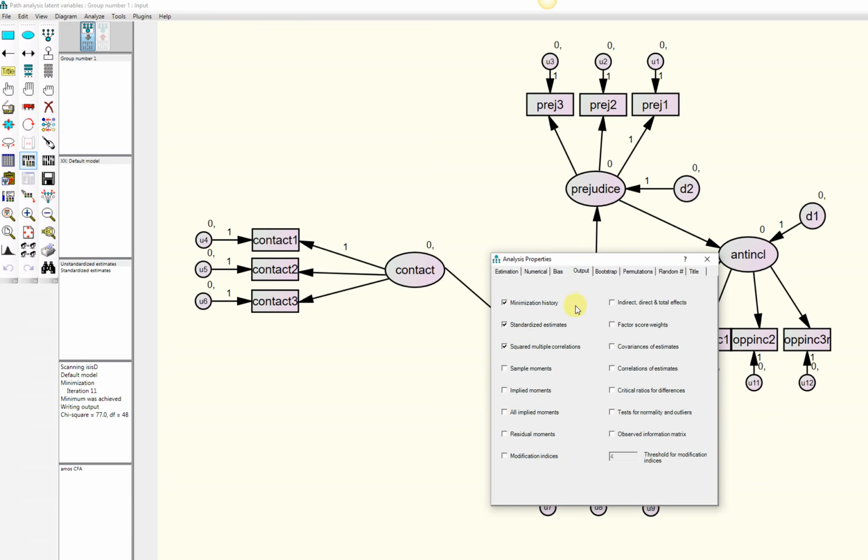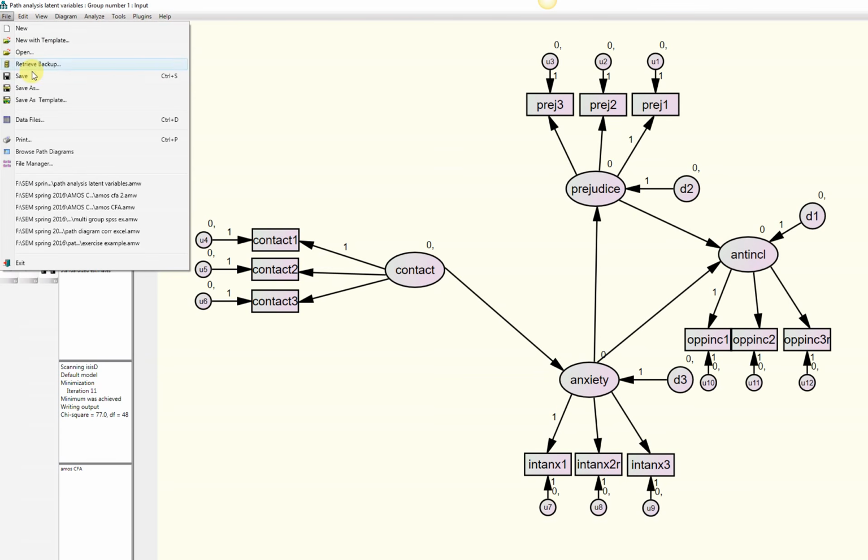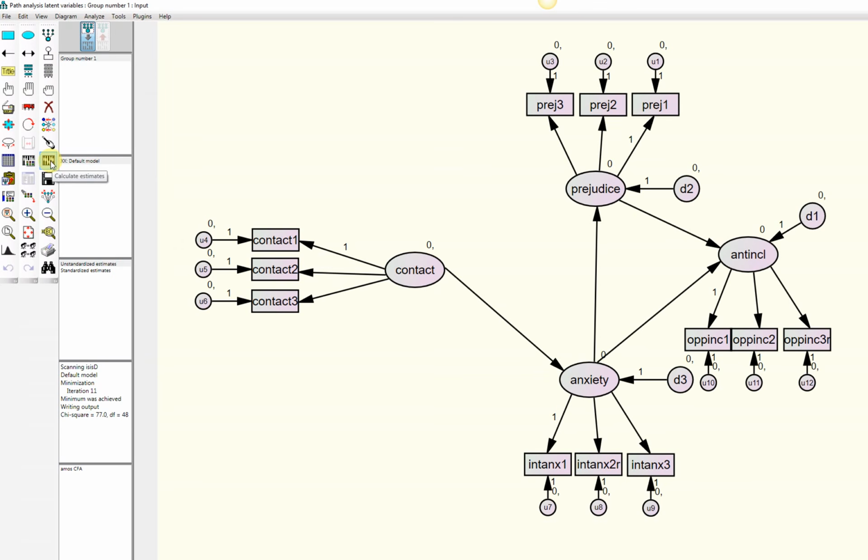Under Output, I'm going to ask for standardized estimates and squared multiple correlations. I could ask for indirect, direct, and total effects, and so forth. So there are a number of options available to you. Now I'm going to click on the little X right here. I'm going to resave this again, and now I'm going to click on this little box to calculate the estimates. So now you can see I've got a chi-square value, degrees of freedom, and if I toggle right here, you can get the unstandardized and standardized estimates.